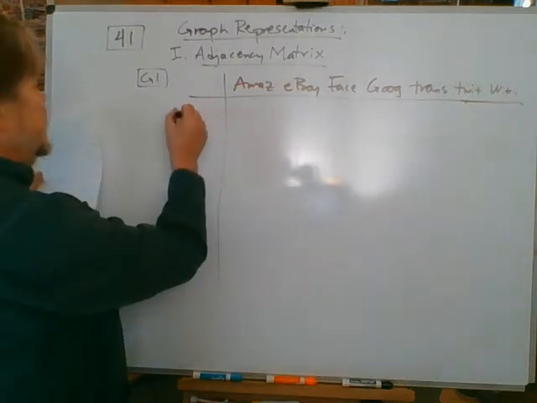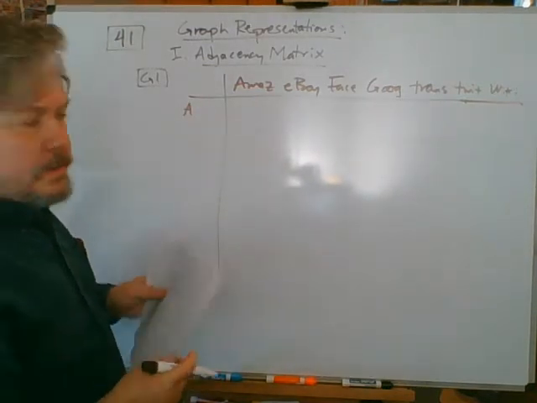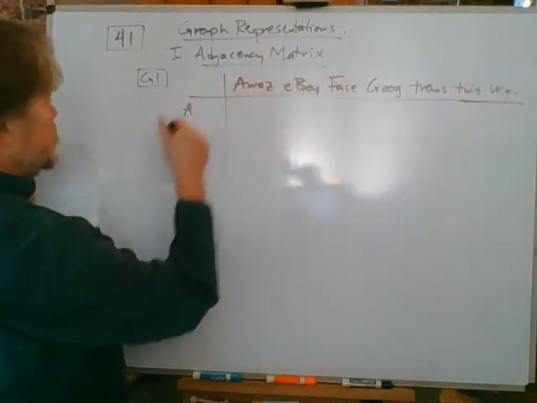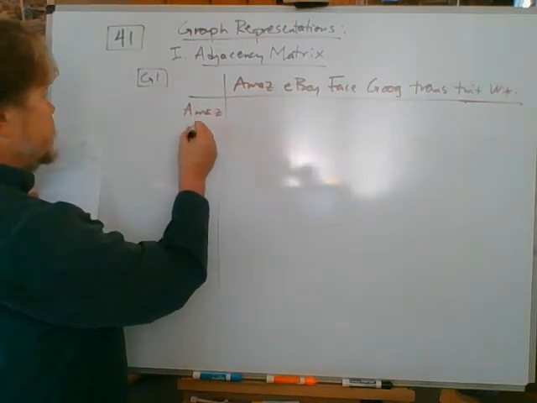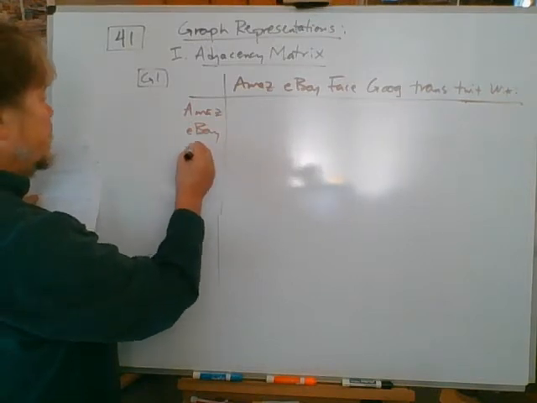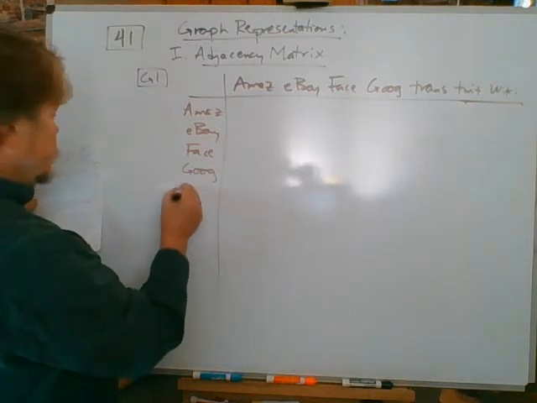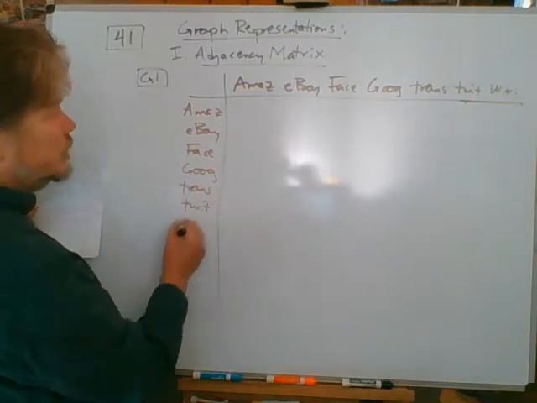I also need to label the rows that way. And these could be, of course, row and column numbers, where somewhere in an array, this is element 0, that's element 1, and so on down the line. You get the idea. So this is the first stab at how we might want to represent this in code. Amazon, eBay, Facebook, Google, Transylvania, Twitter, Wikipedia.